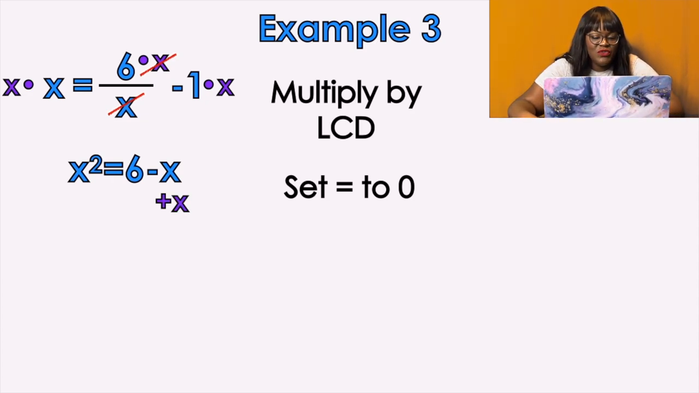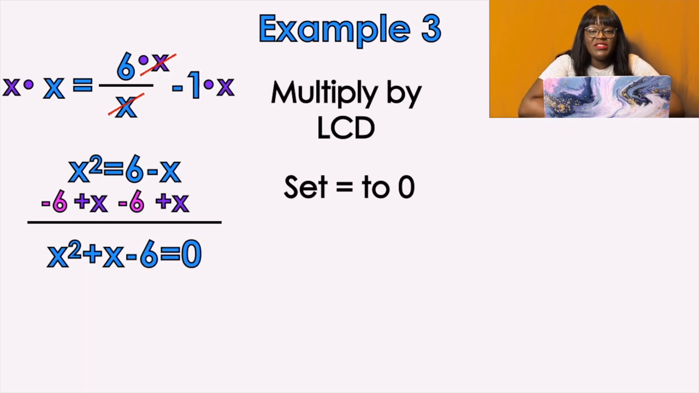Okay, so first let's move the x. It's a plus x because we want to move a negative x. And then I need to move that 6 over. So minus 6. None of those are like terms. So everything's just going to sit next to each other in descending order. X squared plus x minus 6, equals 0.